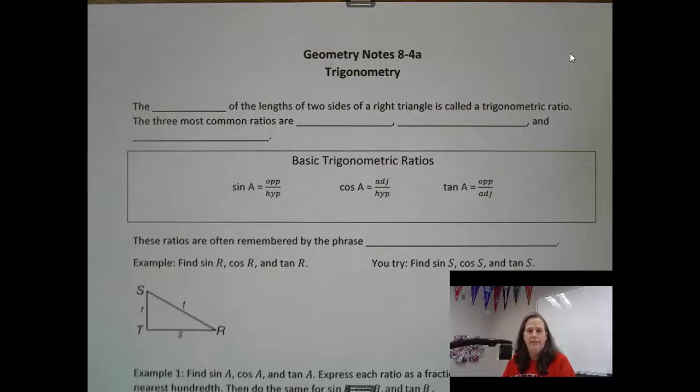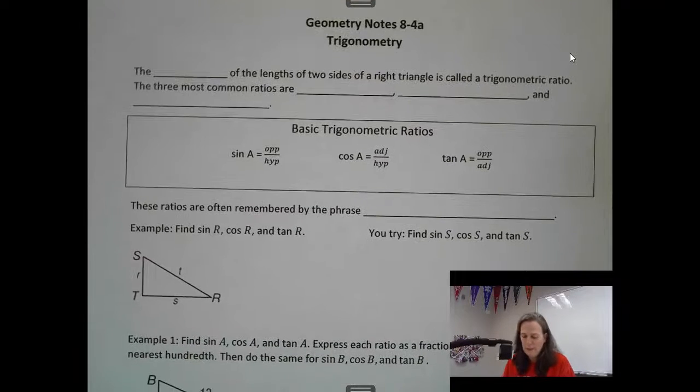Okay, trig. This is a fun one. Trigonometry. So we're going to take section 4 and split it into 2 parts because there's a lot of trig in this section. So this will be good. It's always good to understand basic trig ratios. And so that's where we're starting.